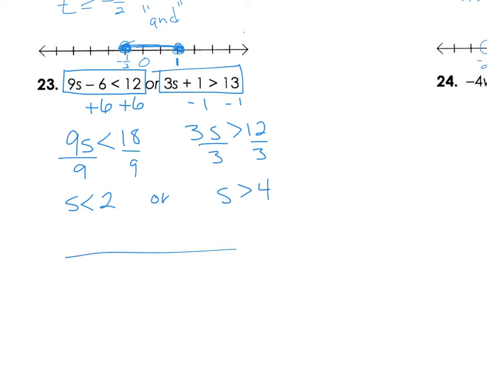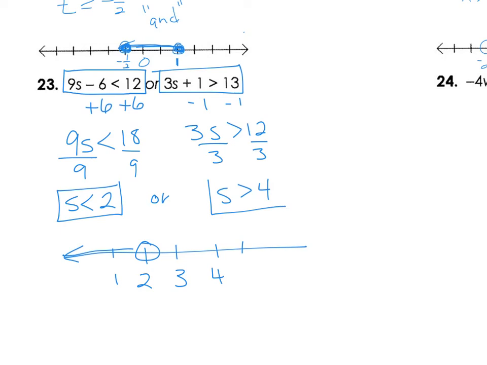So when we go to graph this part first, I've got a 2. Let's put the 2 right here. This is going to be an open circle going to the left. This is 3, this is 4. And now to graph this part, I would have an open circle at 4 going to the right. Classic OR.